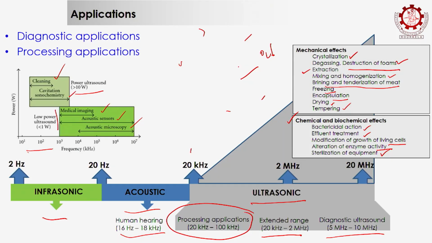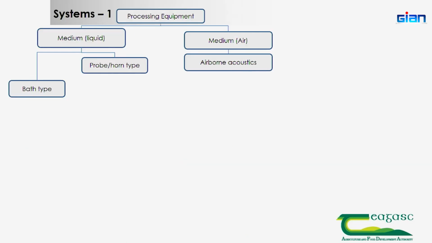Alteration of enzyme activity, because you can modify the protein properties, hence you can modify enzyme activities. Sterilization, like thermosonication, heat plus ultrasound will cause a sterilization effect. So, this is all how ultrasonic can be used. I have not listed other applications like soil treatment, soil remediation, heavy metals, coating. Ultrasonic is used extensively for non-food applications also.